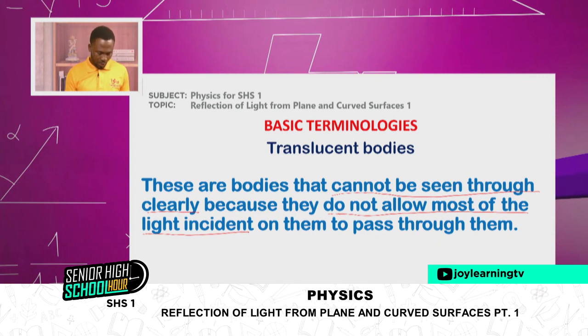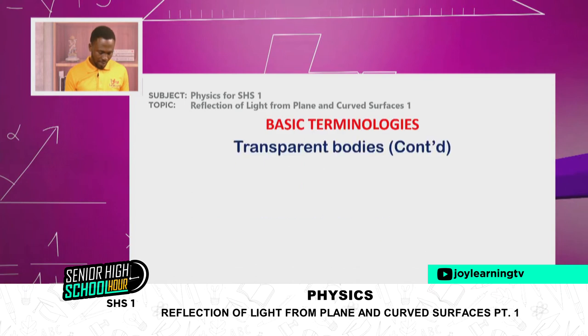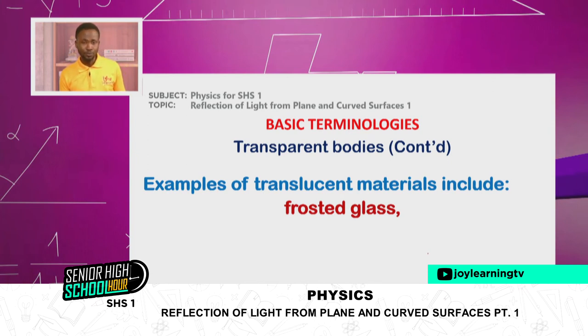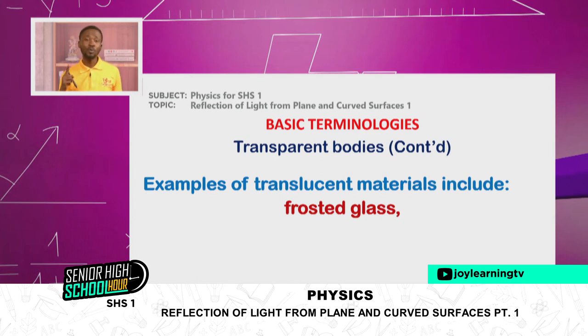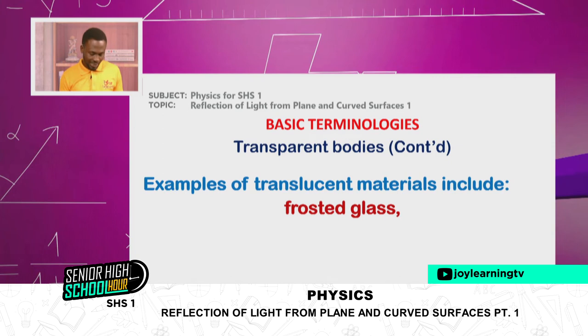And that is it. So we can look at an example or two of translucent bodies. The first one I have is frosted glass. If you want to see a very clear example of frosted glass, just at home, get a glass and put it in the freezer for like 10 to 15 minutes. When you take it out, put maybe one finger at one side of the glass and try to view from the other side of the glass. You see that your finger will not be seen clearly. You will see that there's a finger there, but it will be quite blurred. That is frosted glass.